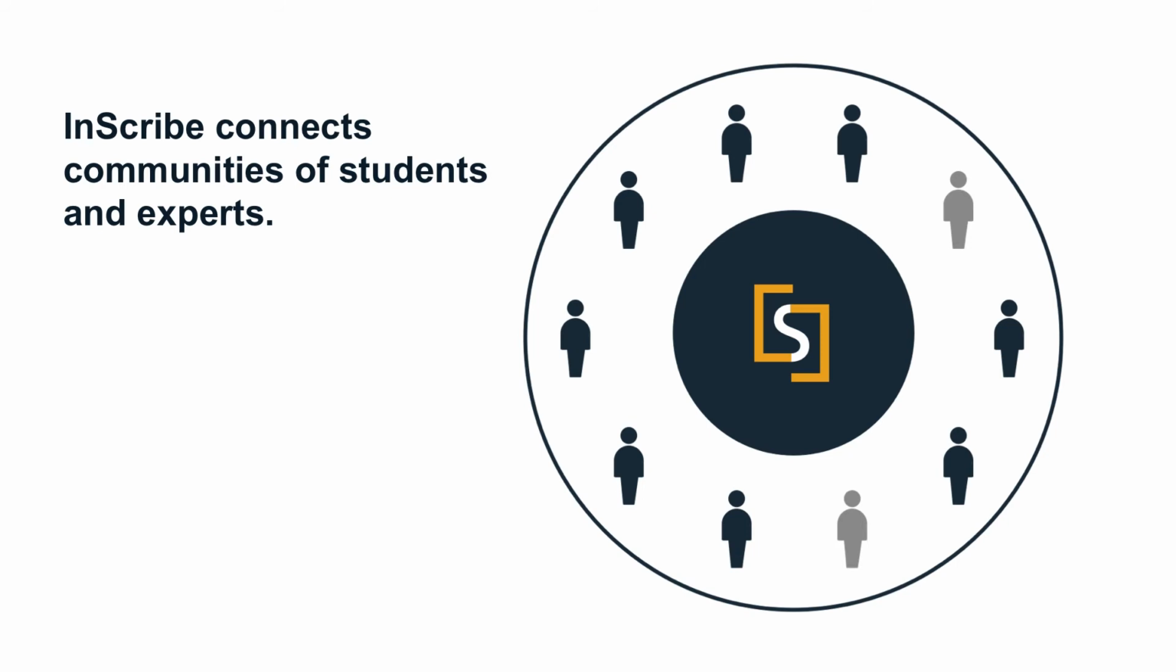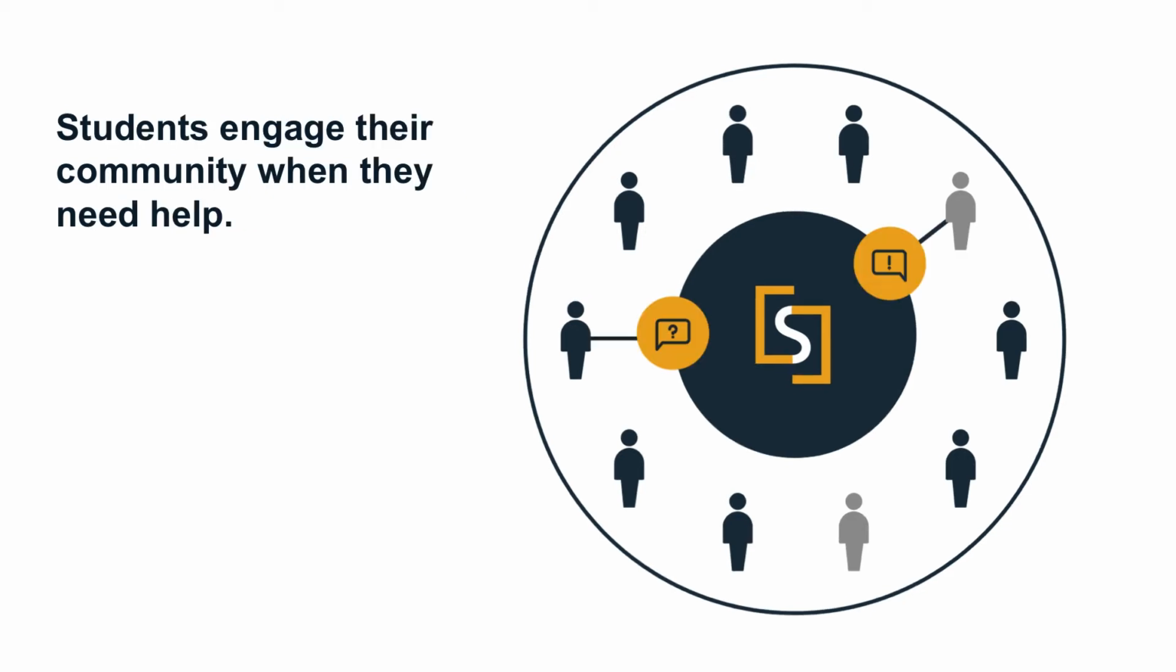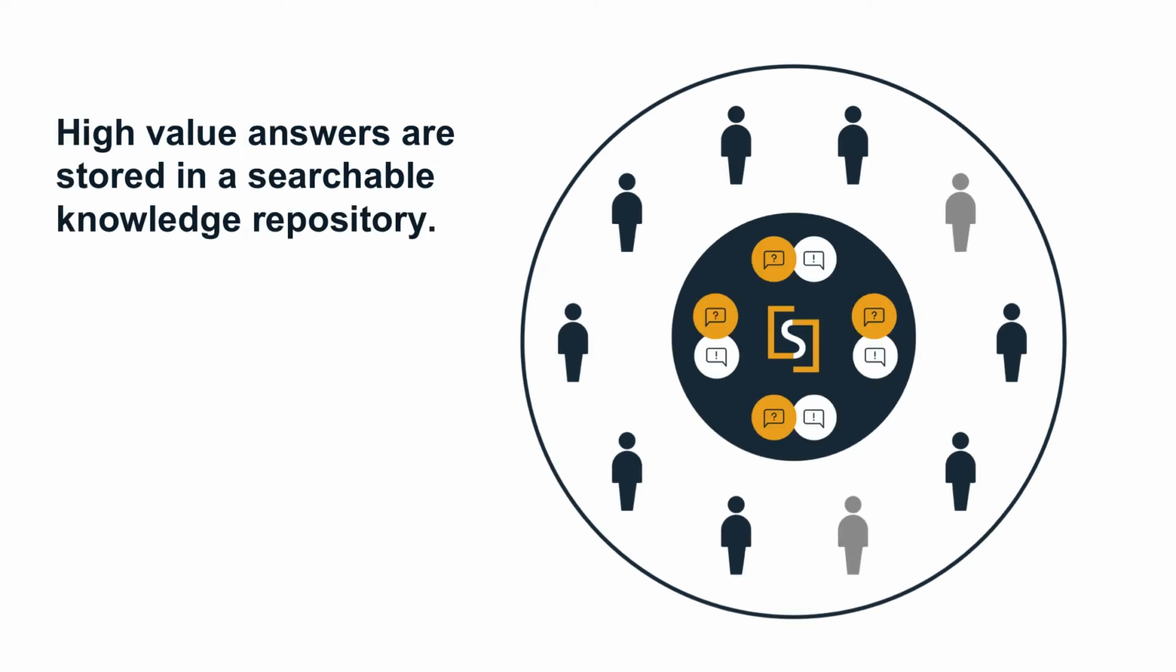Inscribe works differently. Inscribe works by connecting communities of students and experts within your institution. When a student has a question, rather than send an email or search a website, they can ask their question in the Q&A community. These questions are then available to be answered by the experts or by one of the students' peers. Once a question is answered, that interaction is then stored in a searchable repository, so each generation of students can benefit and learn from the conversations that came before them.